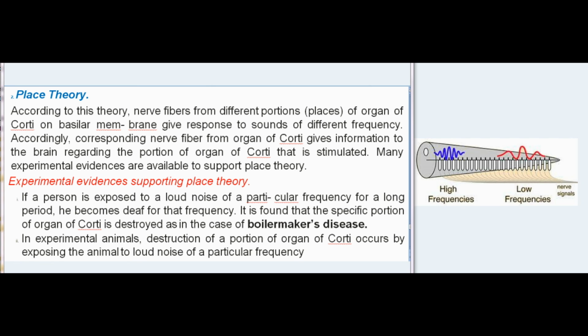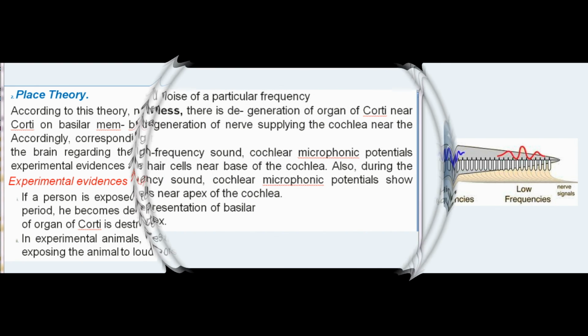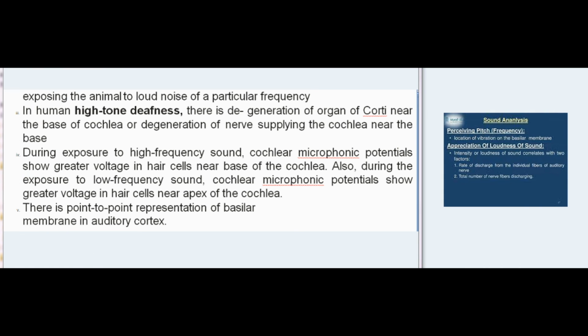If a person is exposed to a loud noise of a particular frequency for a long period, he becomes deaf for that frequency. It is found that the specific portion of organ of Corti is destroyed, as in the case of Boilermaker's disease. In experimental animals, destruction of a portion of organ of Corti occurs by exposing the animal to loud noise of a particular frequency. In human high-tone deafness, there is degeneration of organ of Corti near the base of cochlea or degeneration of nerve supplying the cochlea near the base during exposure to high-frequency sound.